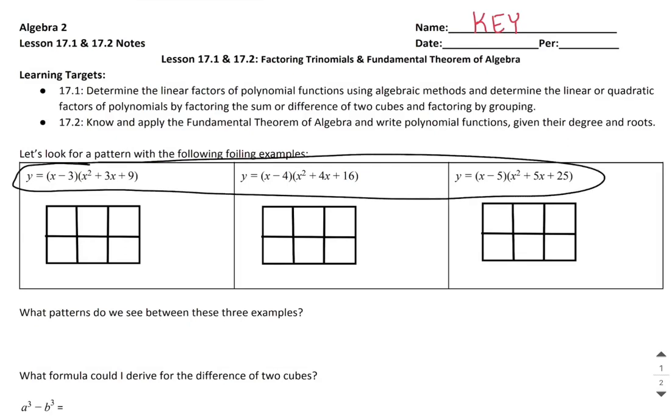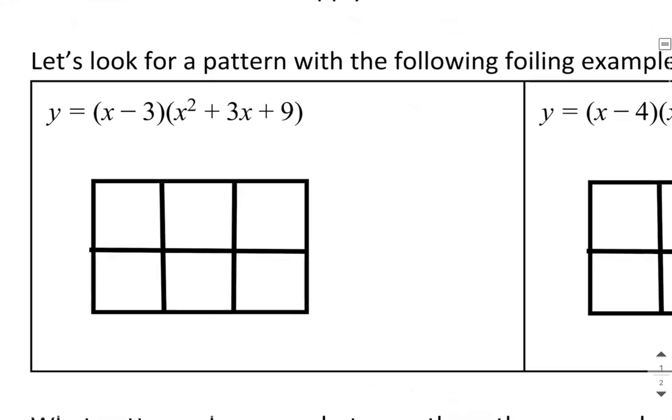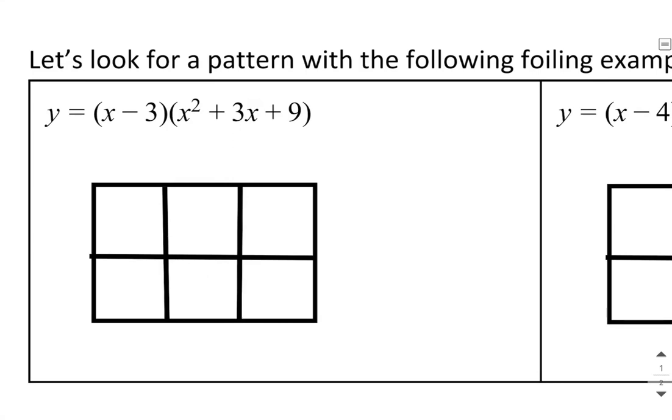three foiling examples. I'm going to start with the one on the left. So I'm going to multiply x minus 3 times x squared plus 3x plus 9. Since I have 2 terms by 3 terms, just so I don't make a mistake, and so I know that I'm including everything, I like to use the area box, and I suggest that you use it too so you don't forget anything.